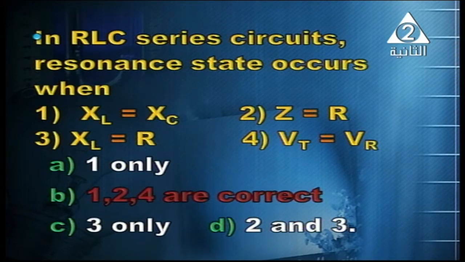1, 2, 4 are correct. 1, which is XL is equal to XC. 2 is correct. Z becomes minimum in resonance state, and it is equal to the ohmic resistor. V total is the voltage across the ohmic resistor. Okay.